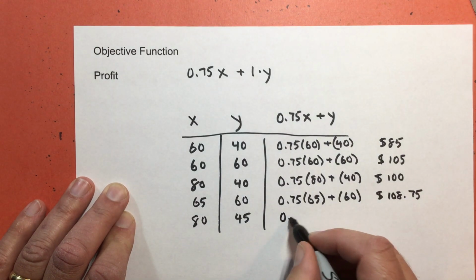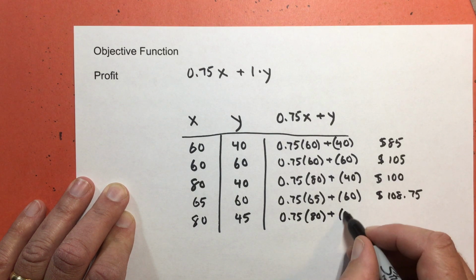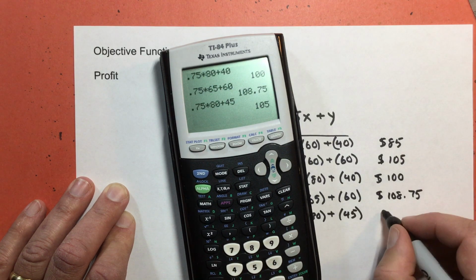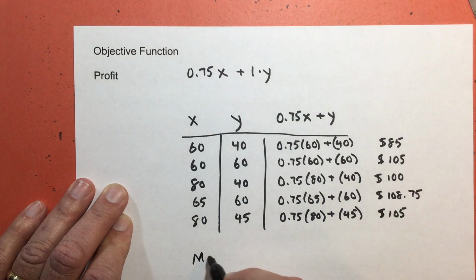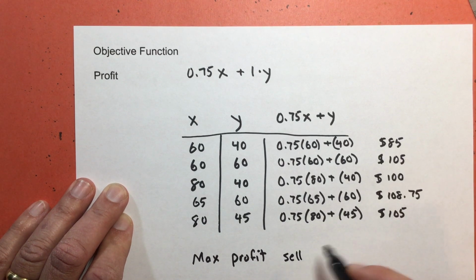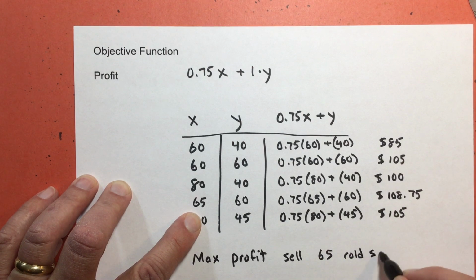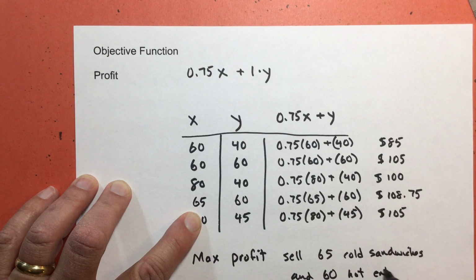And finally, 0.75 for 80 sandwiches, and $1 for 45 entrees. That's going to give $105 again, just like that one. So, to maximize their profit, this cafe needs to sell right here 65 cold sandwiches and 60 hot entrees.